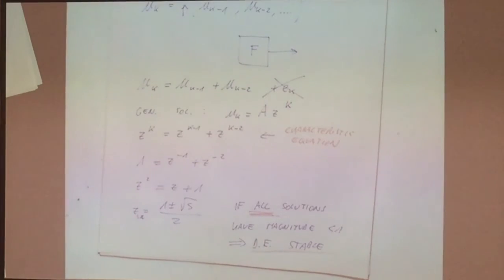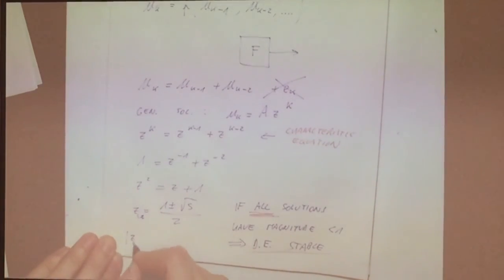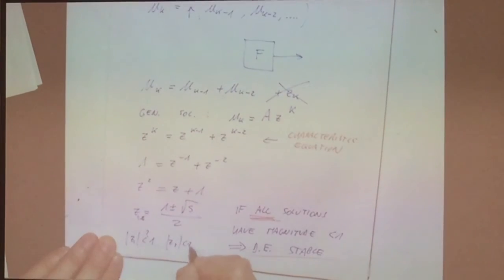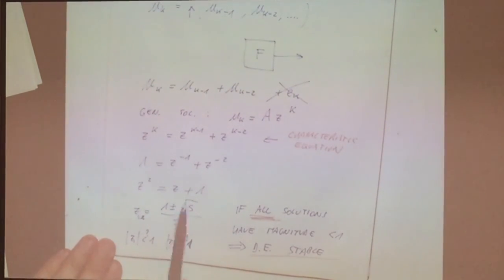Okay. So what you have to verify is that the magnitude of z1 is less than 1, and the magnitude of z2 is less than 1. You verify that, and you see clearly that it's not in this case, because you have 1 plus something else. So you draw your conclusions.